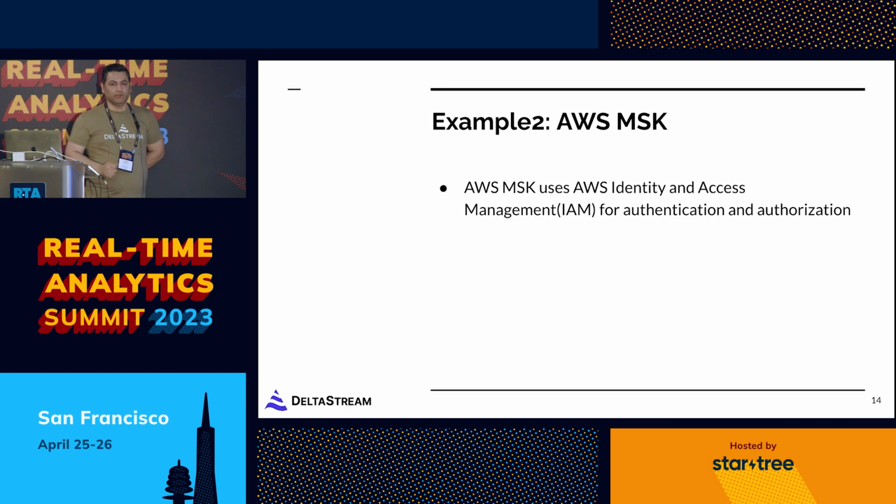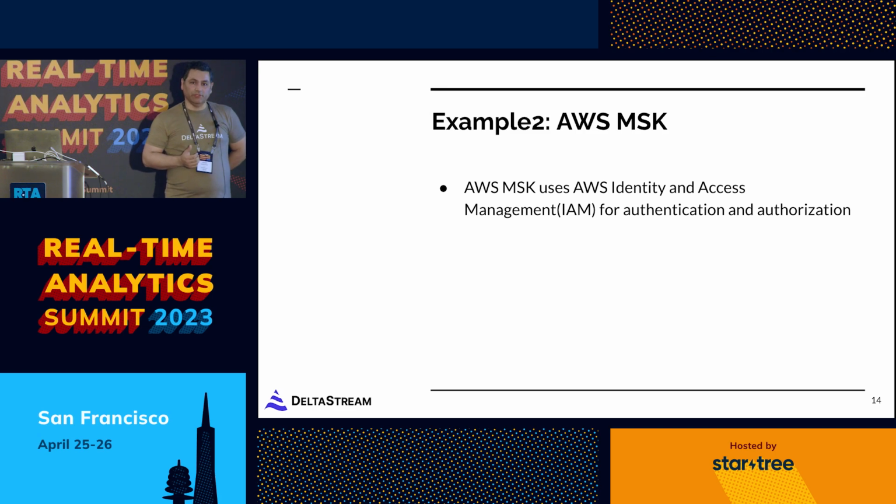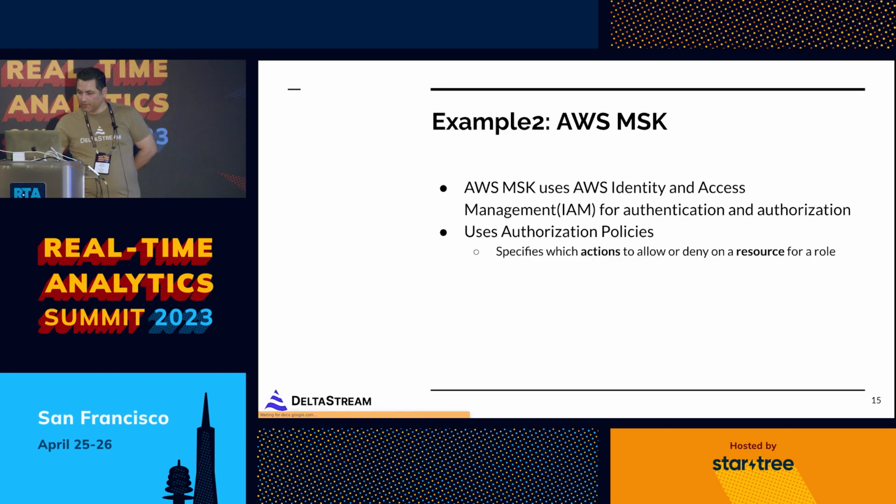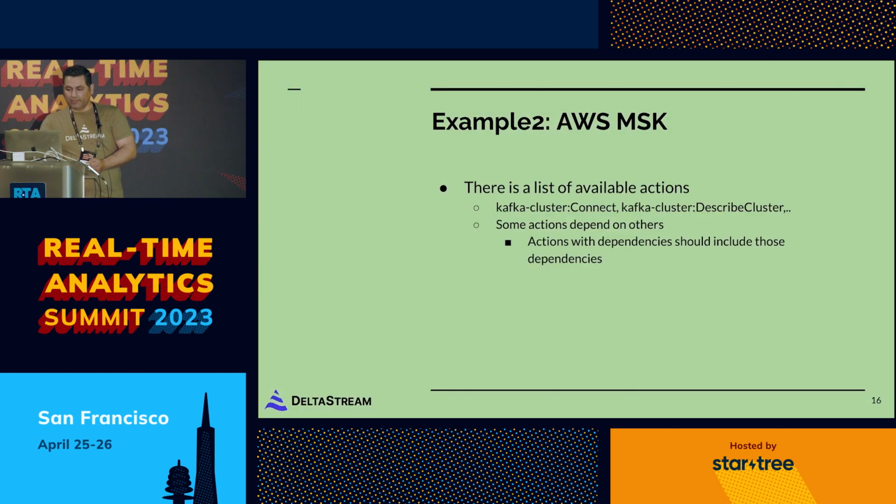Let's look at another example and see how AWS MSK deals with role-based access control. In the case of AWS, as with many other services that they have, it is based on the Identity and Access Management, or IAM, service. All of the access, you can control through the IAM service. In IAM, you will have authorization policies. In these authorization policies, you will define which actions to allow or deny for a given resource for a given role. And there is a list of available actions that you can have.